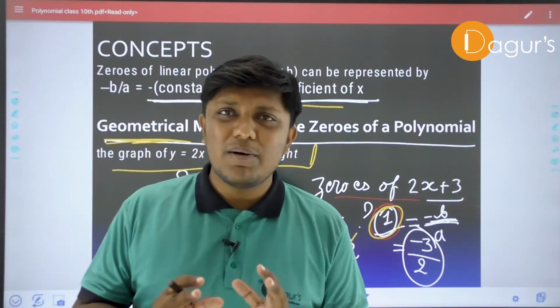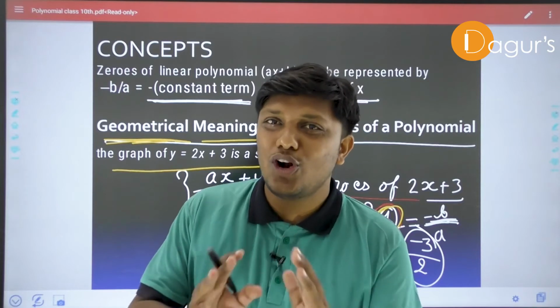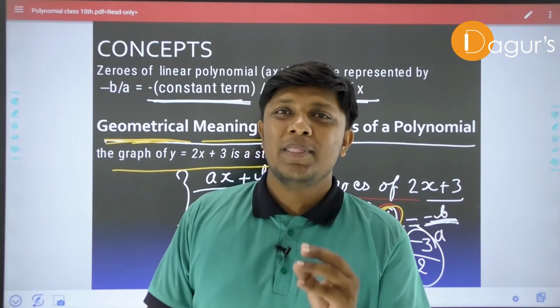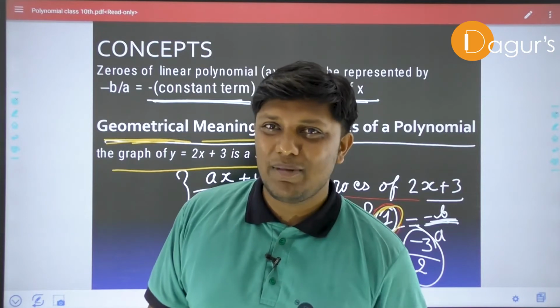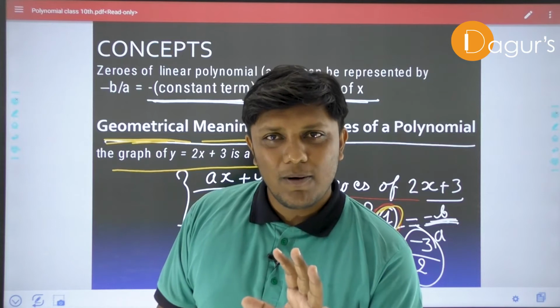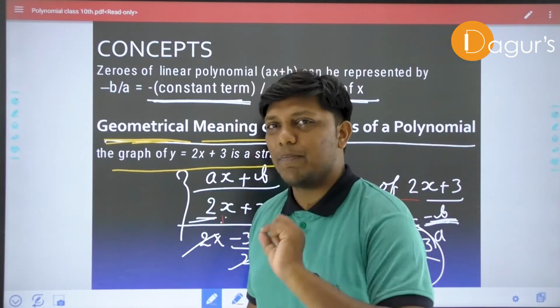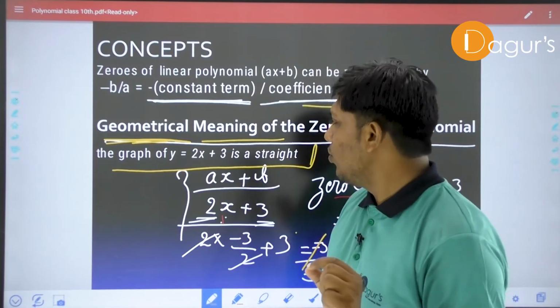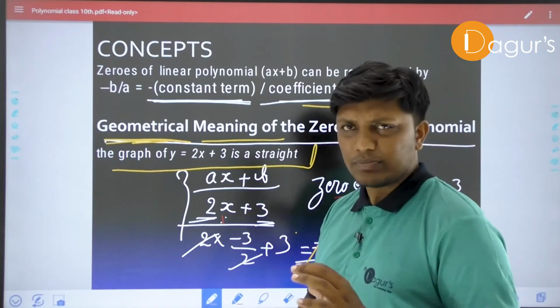Now this one becomes very tough for you. Don't worry, students. I am just going to explain this in a much easier manner. So don't go on the language. Just wait. I am going to explain it in a very easy manner. Just come and know what exactly the geometrical meaning of the zeros of the polynomial is.